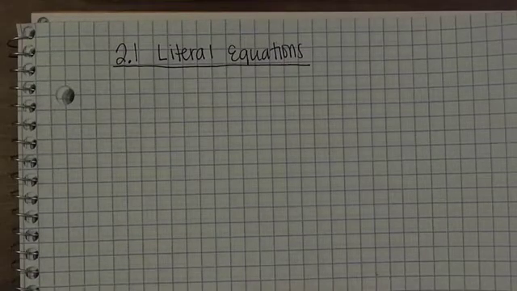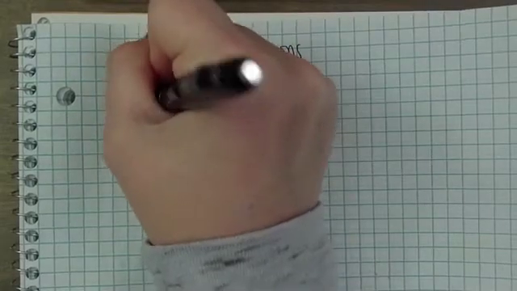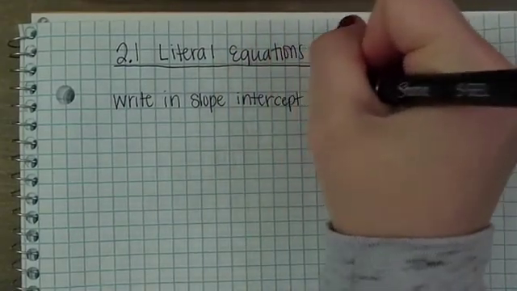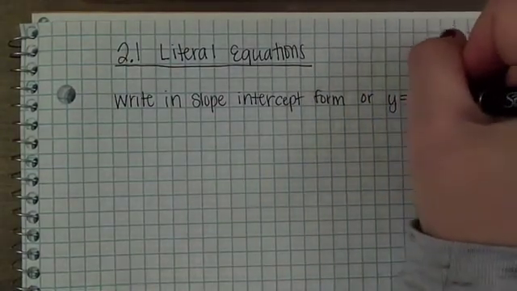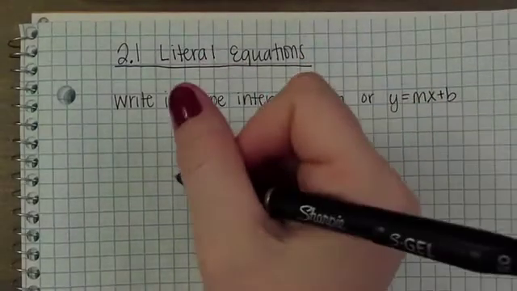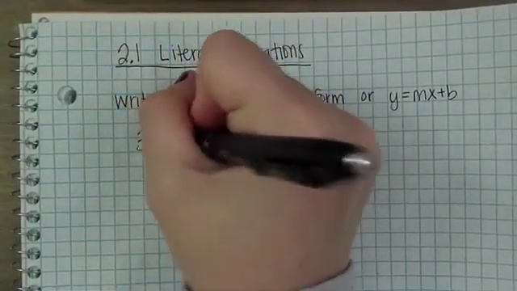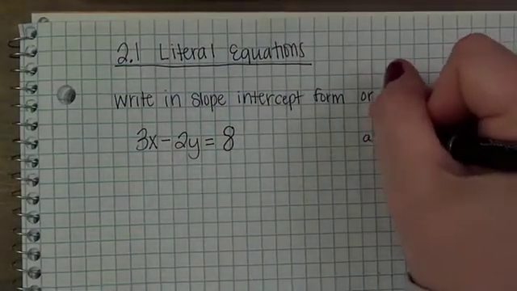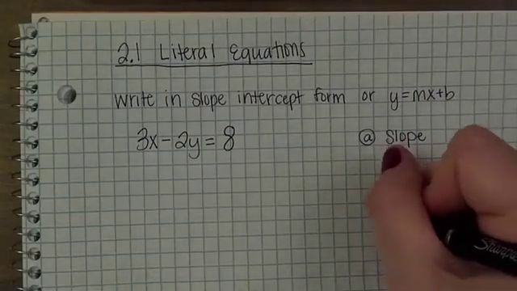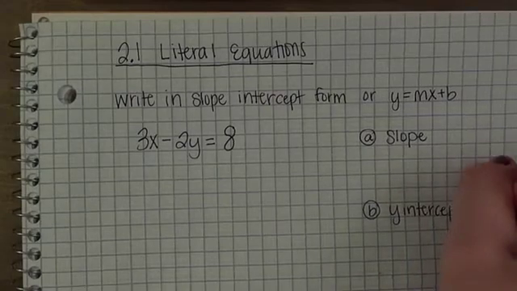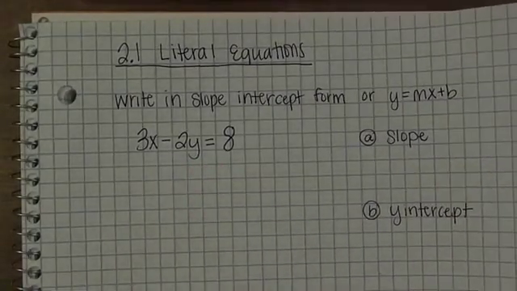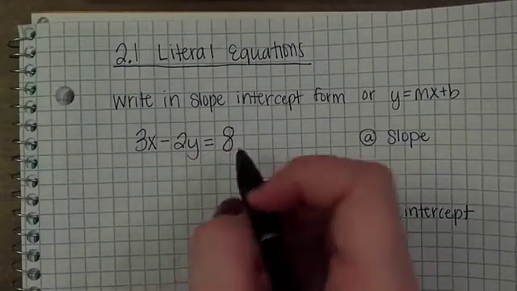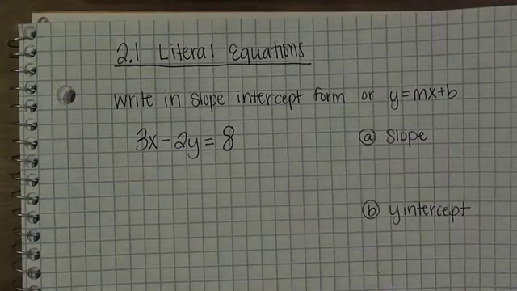So we had the equation, so I'm going to say write in slope-intercept form, or y equals mx plus b. So we have 3x minus 2y equals 8. We are looking for the slope, and we are looking for the y-intercept. So we haven't looked at this form yet, and that's what we're just about to talk about, but this is actually called a different form of a line, but what we're going to do is we're going to solve it so that it looks just like what we've been looking at.